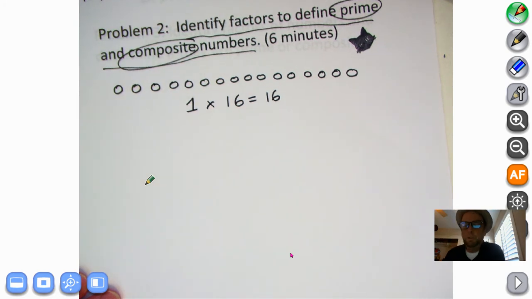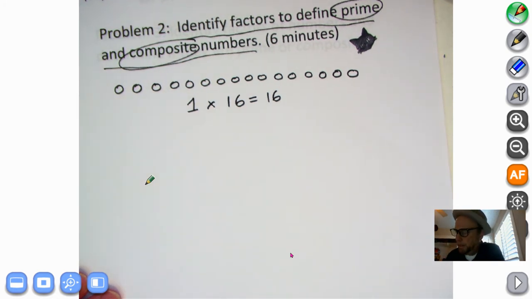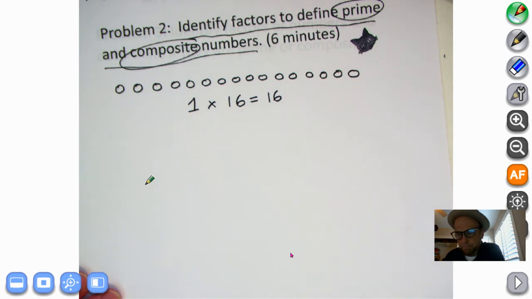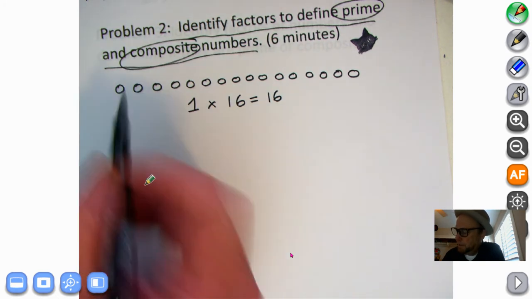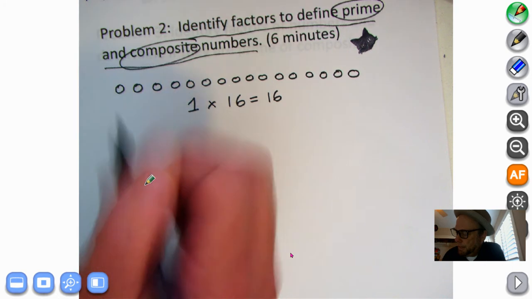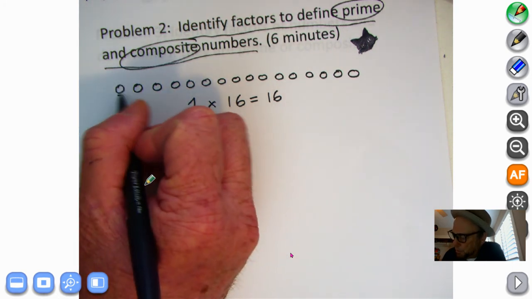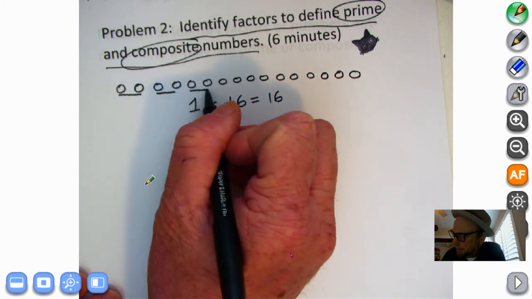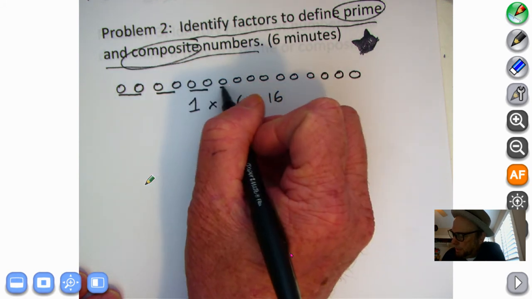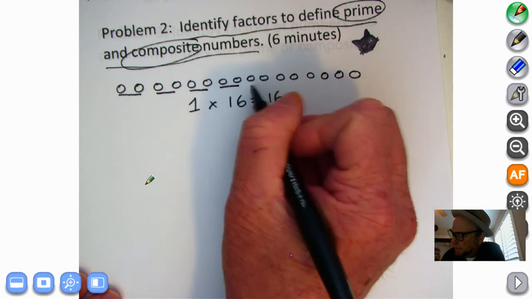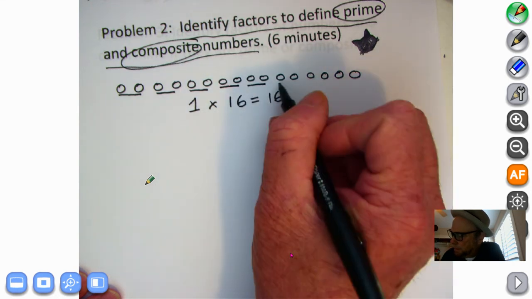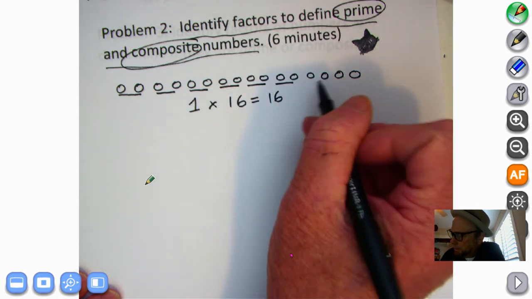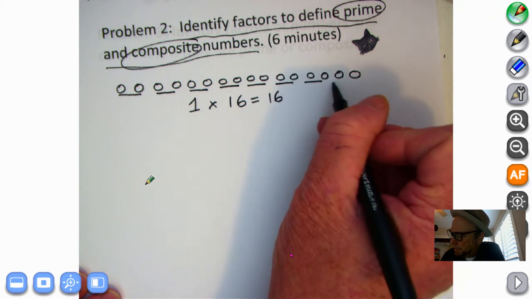Let's go with 2. 2 times a number is 16. Well, let's think about it. 2 times 1 is 2, 2 times 2 is 4, 2 times 3 is 6, excuse me, 2 times 4 is 8, 2 times 5 is 10, 2 times 6 is 12, 2 times 7 is 14, and 2 times 8 is 16.